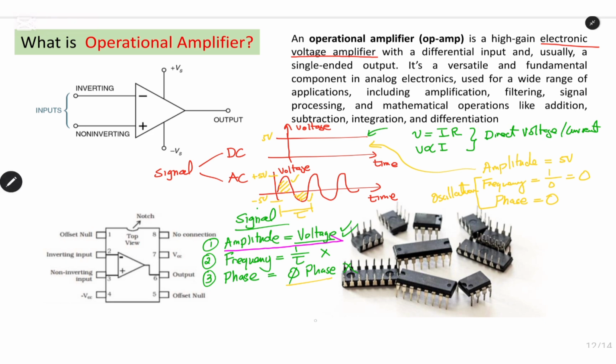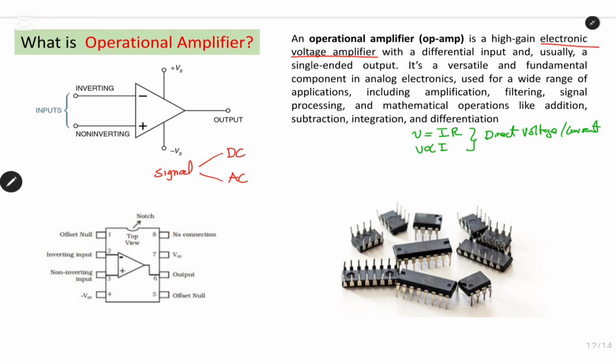So if you have the voltage input to the amplifier, then the V out will change the amplitude of the V in. And this is very important. So you have voltage coming in and the voltage changes at the output. There won't be a change in other parameters of a signal. So this is very important.